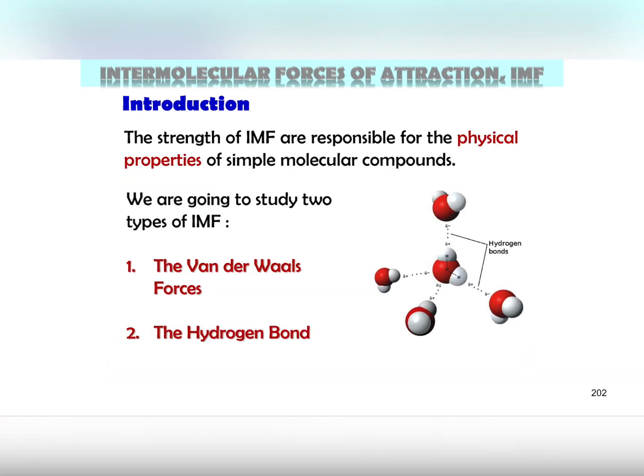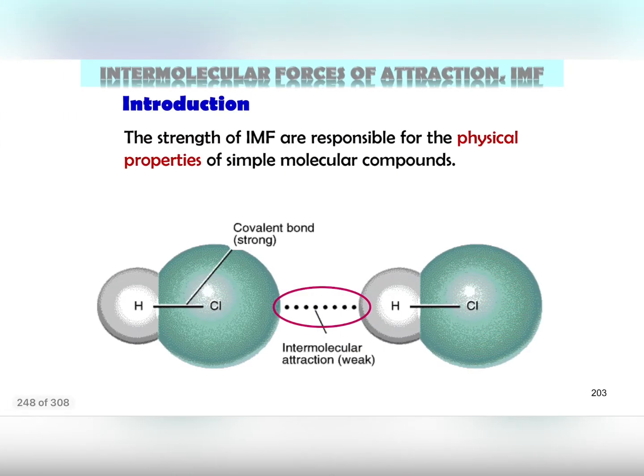Okay, so the strength of IMF is responsible for the physical properties of the molecule. Physical properties, contohnya apa? Boiling point, melting point, and also solubility. So kita akan tengok two types of IMF. As I mentioned before, kita ada van der Waals forces and also hydrogen bond. The strength of IMF is responsible for the physical properties.